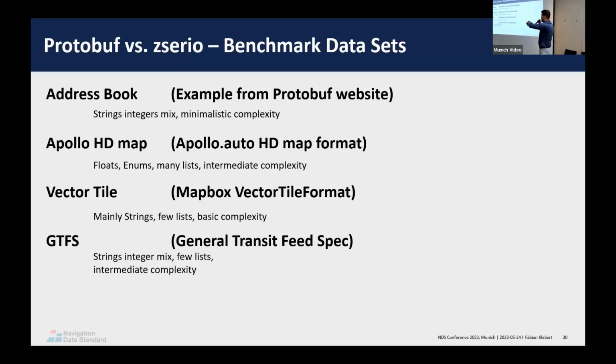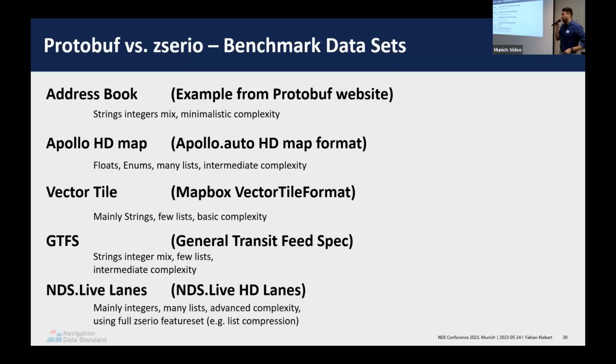These were all available in Protobuf, where we wrote a Serial schema for them. Then we also took the liberty to do it the other way around and took the NDS Live Lanes module from the NDS Live HD module, which is mainly integers, many lists, and of advanced complexity because it's deeper nested. This one actually uses the full Serial feature set, so we have to be fair there. If we only need 4 bits, we write 4 bits. Even if you would also need only 4 bits in the Apollo HD map in Protobuf, we still have an integer there. So for this comparison we did not optimize the other formats. They can be optimized, but we didn't do so.